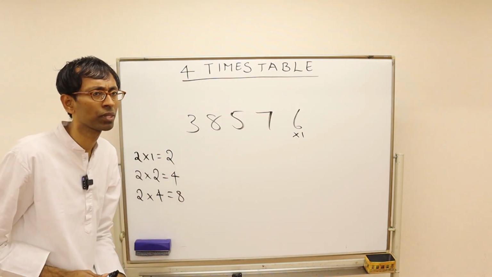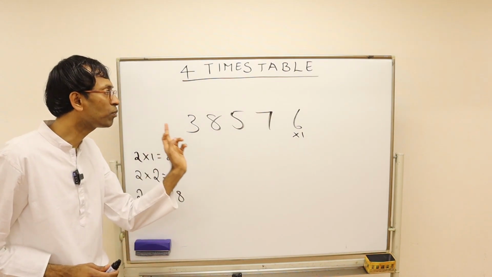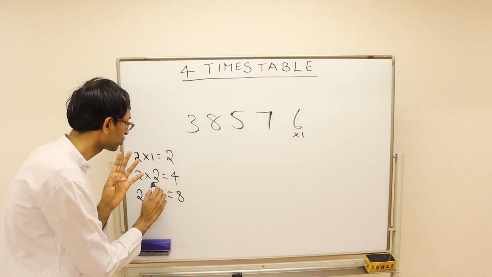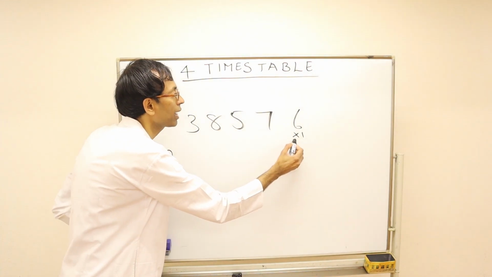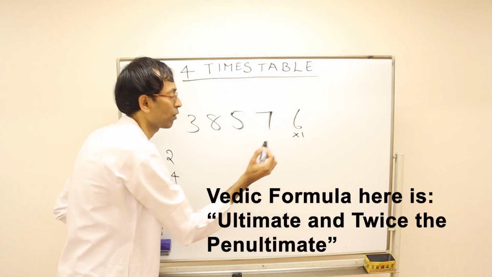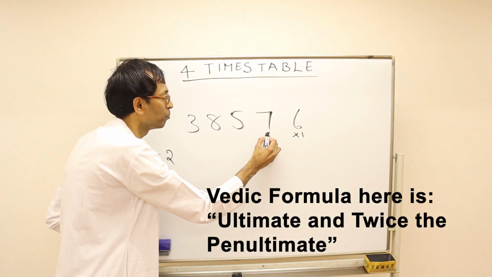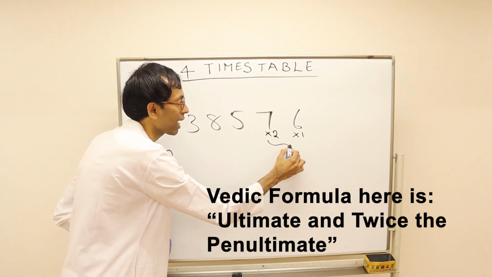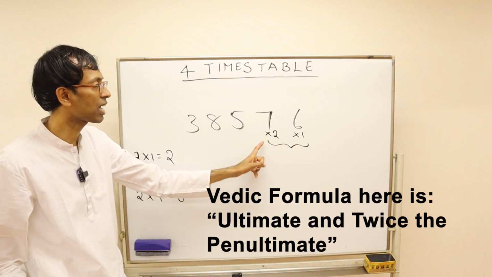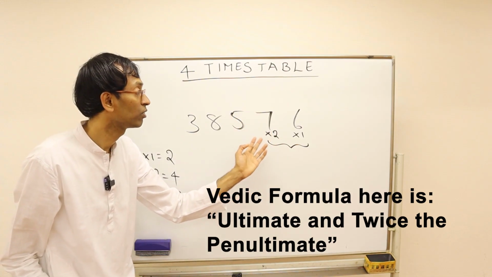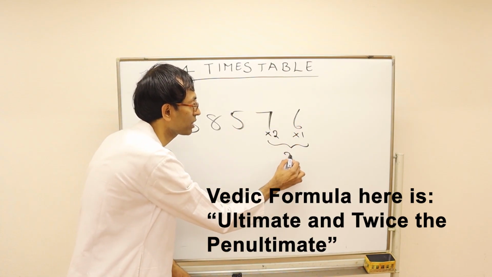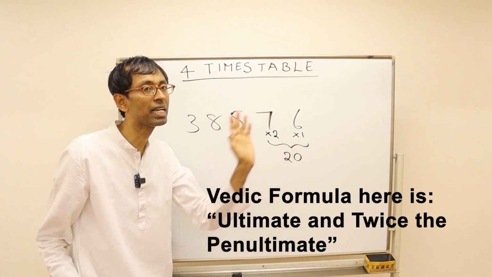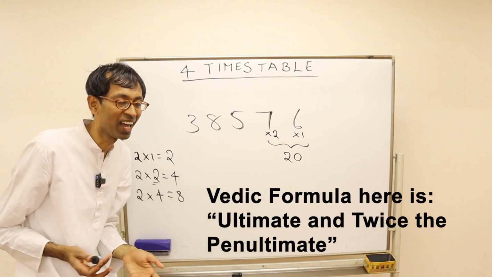Okay, we know this. Now, if you want to see if this number is divisible by 4, what we have to do is multiply the last digit with a 1 and the digit before it with a 2, and add them up. So 7 times 2 is 14. So 14 plus 6 is 20. So 20 is divisible by 4. So this number is divisible by 4.